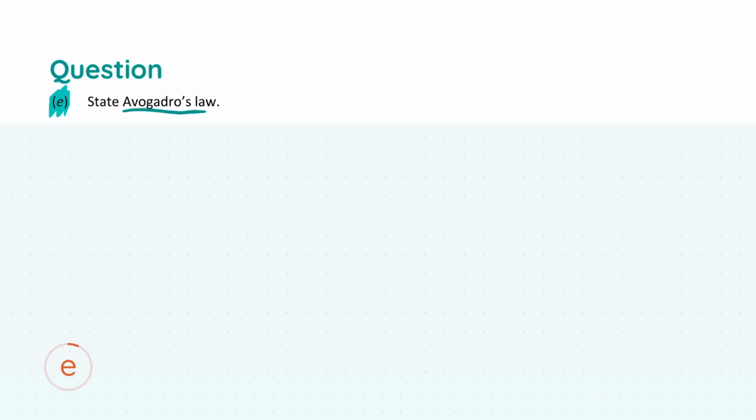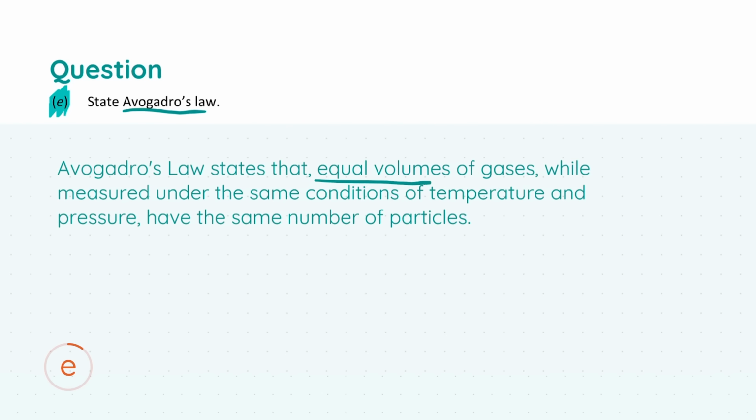So moving on to the answer here, Avogadro's law states that equal volumes of gases, which is an important thing to know here, while measured under the same conditions for temperature and pressure. So that's the second important thing you have to include. They have the same number of particles, but you could also use a few different things.